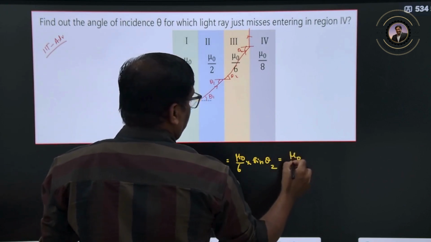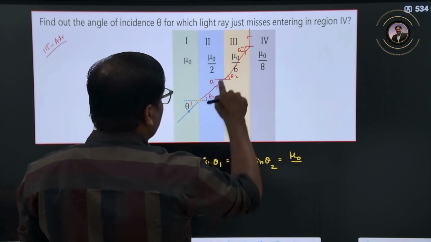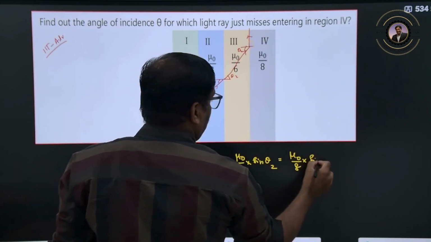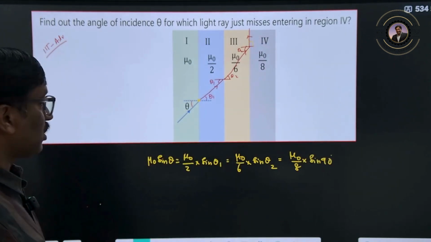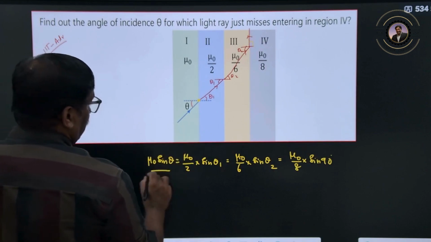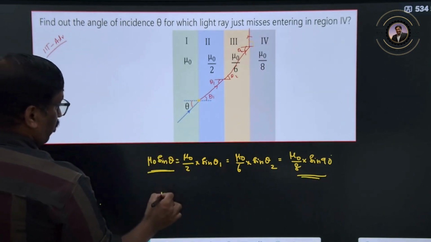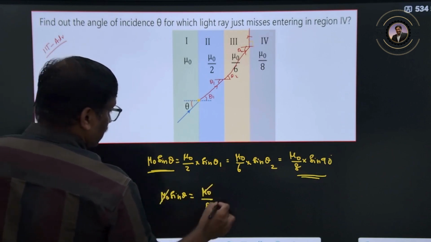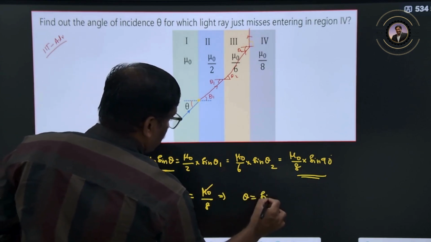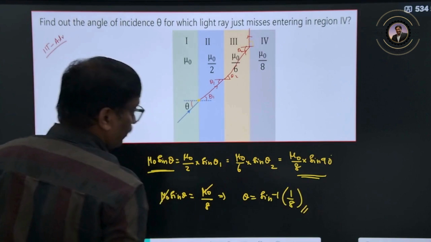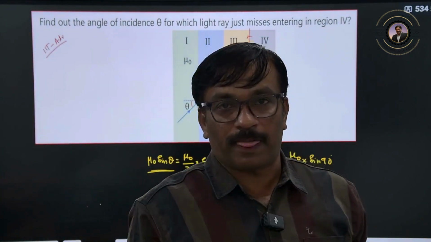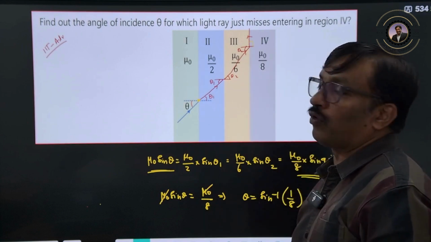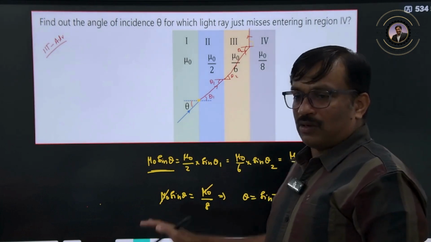Therefore mu naught by 6 into sin theta 2 equals mu naught by 8 into sin 90 degrees. All are equal, so we want to calculate theta only. So mu naught into sin theta equals mu naught by 8. This mu naught cancels. Therefore theta equals sin inverse of 1 by 8. So this will be your angle of incidence so that it just misses entering the fourth region. Clear? So it's very simple.